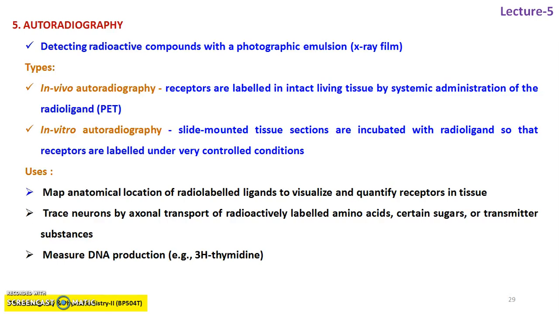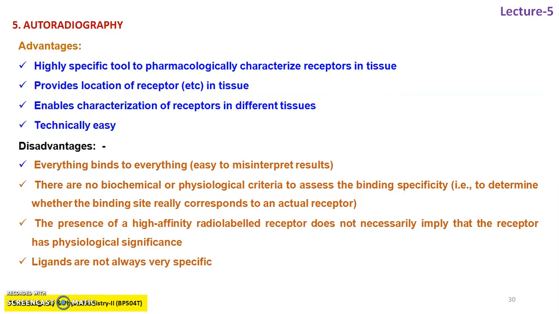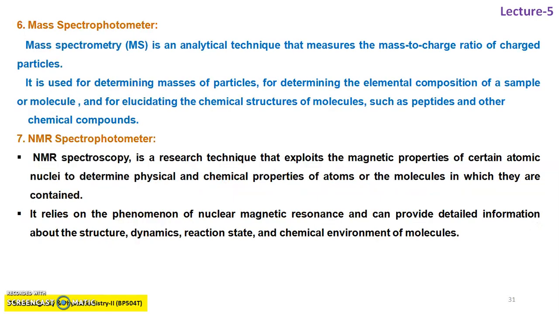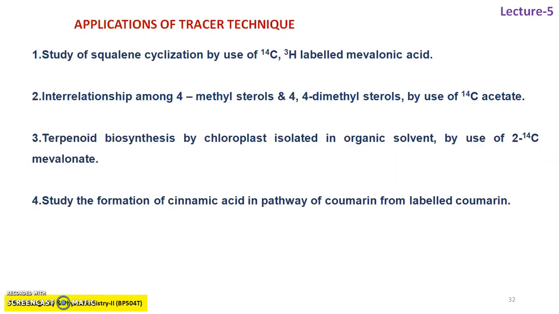Autoradiography is mainly used for detecting radioactive compounds with photographic emulsions. In this, in vivo and in vitro autoradiographies are also available. Advantages of autoradiography: it is highly specific, provides the location of receptors, and enables characterization of receptors. Disadvantage: everything binds to everything, so it is easy to misinterpret the results. Mass spectroscopy and NMR spectroscopy are also equally important for analyzing or detecting in biogenetic studies.